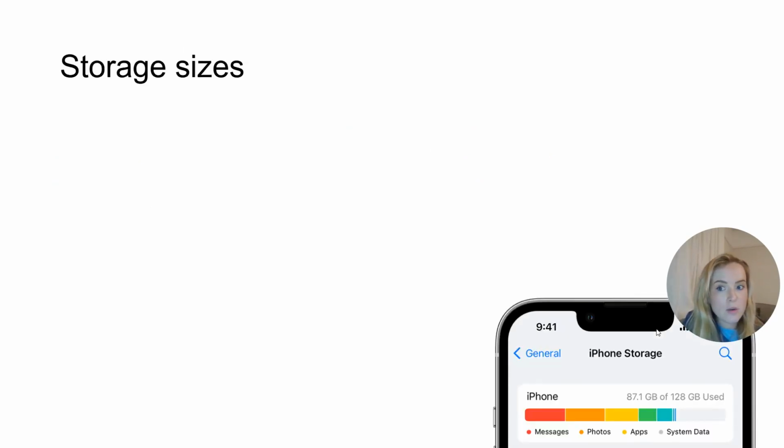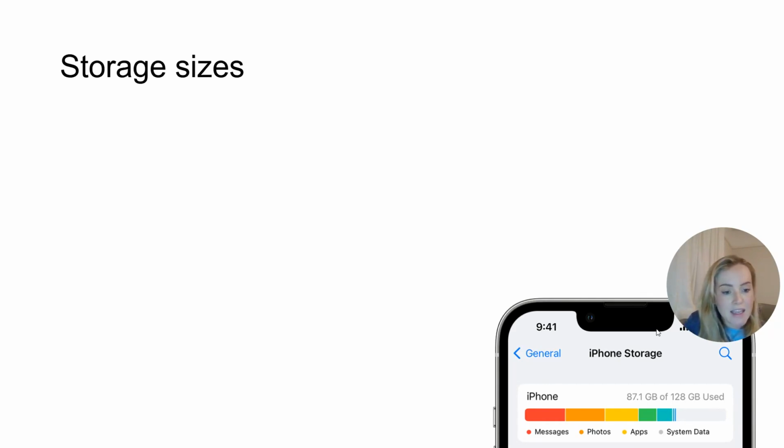Okay, so when we talk about storage sizes, I am just referring to the storage sizes we use in computing. But remember, storage sizes are all around us. So, for example, grams, milliliters, miles, kilometers, things like that. So all we are talking about here is storage sizes used by computers.